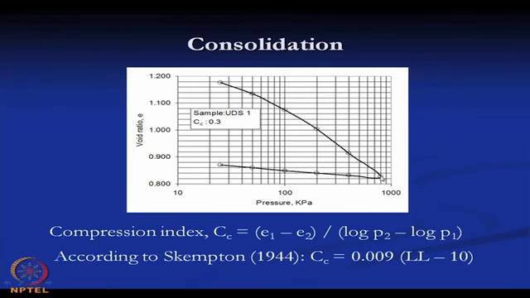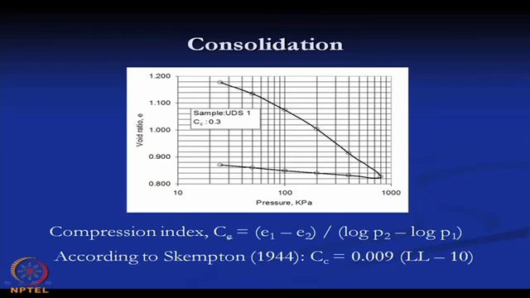This is the loading curve and this is the unloading curve. Once we remove the pressure, there will be some rebound of the soil void, so it will go further up. Here, from the slope of the loading curve, we can determine the compression index.